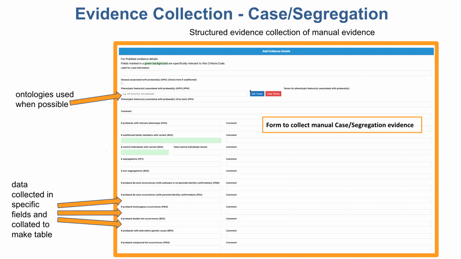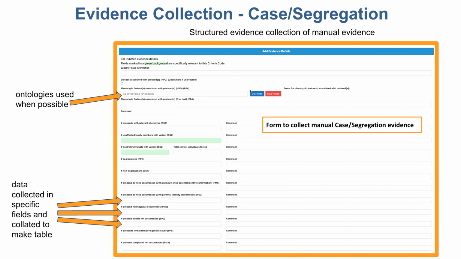Once you've selected one of the evidence sources from the pull down, you'll be directed to this form, which allows you to collect the case segregation evidence in a structured way. So we support structuring evidence wherever possible throughout the curation interfaces, because structured data is more valuable as an output, because it allows for better cross-referencing and searching of the final disseminated classifications.